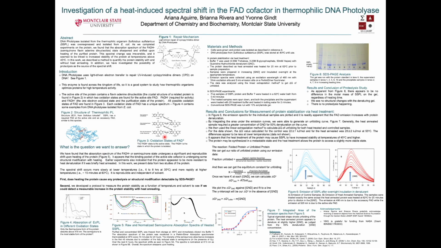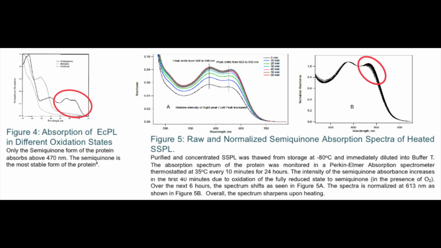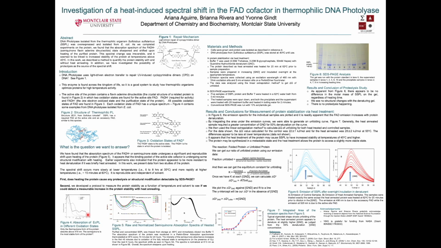When we are heating the thermophilic version of the protein, we realized that something was happening in the pocket around the FAD cofactor. We can tell from the shift in the absorption spectrum when heating. The red peak, right here, sharpens and becomes more intense, and we are only looking at the semiquinone spectrum. There could be a few reasons for this change.